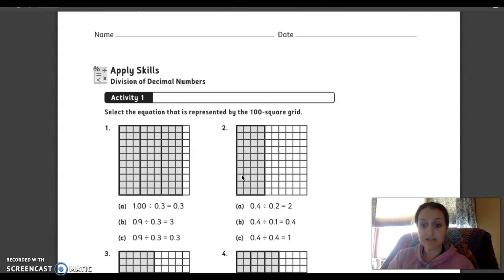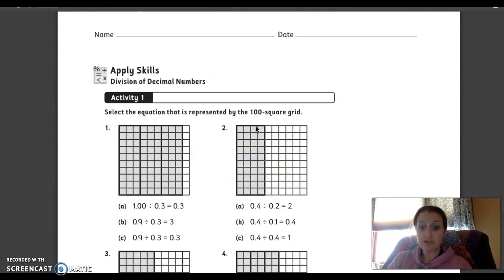Now we have to figure out what we are dividing that by. We only have one bold line around this, just like this. So we are dividing 0.4 by itself. It'll be 0.4 divided by 0.4, which equals 1. So this all equals 1, and your answer would be C.